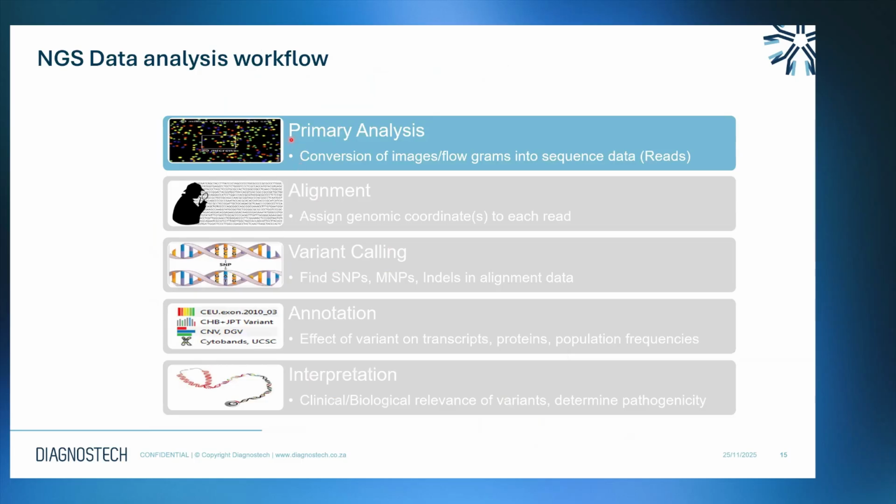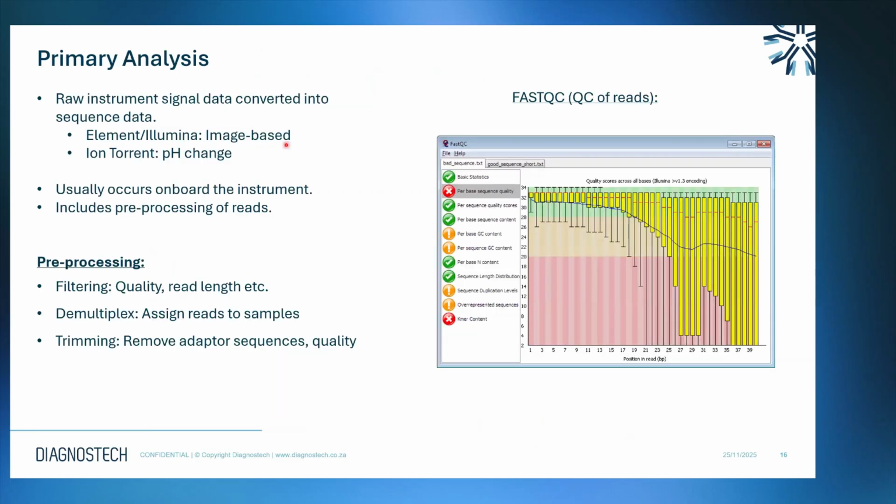So I'm just going to look at each of these in slightly more detail. For primary analysis, as I mentioned, this is taking raw signal data on the instrument and converting it into sequence data, showing these two different examples. This typically happens on board the instrument and is not something that the user needs to really tweak or be a part of. It is typically a default process that happens based on the parameters of the sequencing run and usually includes some amount of pre-processing.